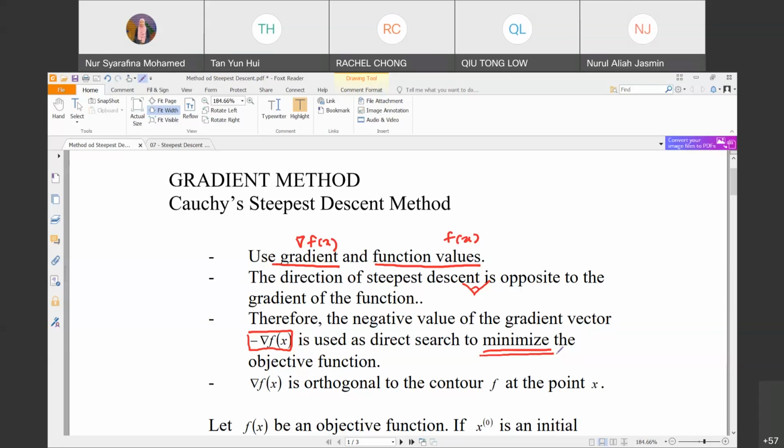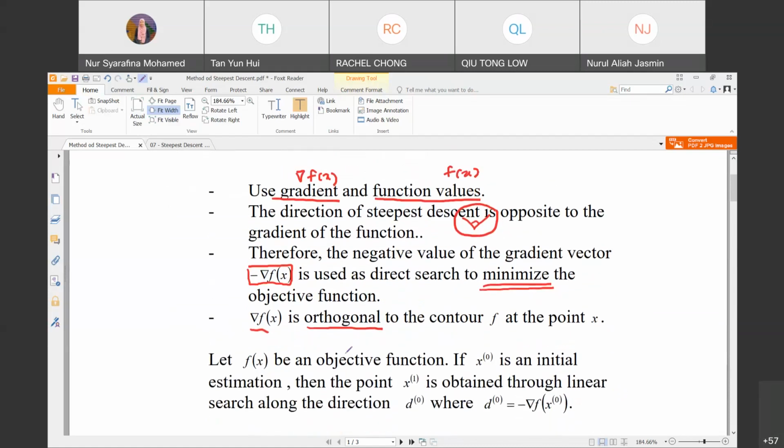Okay, so now the negative value of the gradient, which is negative del f(x) here, is used as the direct search. Before this we searched directly, but now this direct search uses the negative gradient to move. Move to where? To the solution point. The derivative is orthogonal to the contour of f at the point x. So this one is orthogonal because we use the negative derivative.